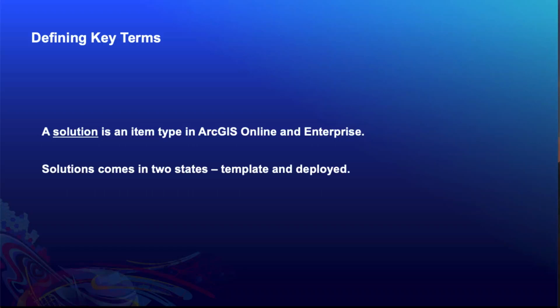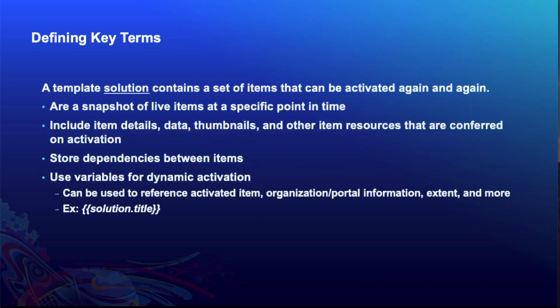First is a solution. A solution is an item type in ArcGIS Online and Enterprise, and solutions can come in two states, template and deployed. We'll start with template because that's the most relevant to what we're talking about today. A template solution contains a set of items that can be activated again and again. These solutions are a snapshot of live items at a specified point in time. So if the original live items are changed, the solution stays the same, frozen in amber, basically.